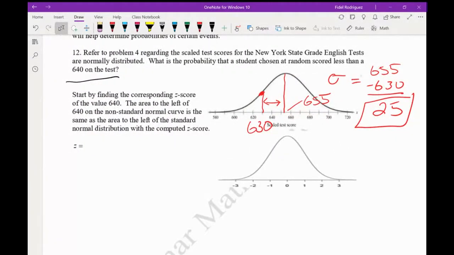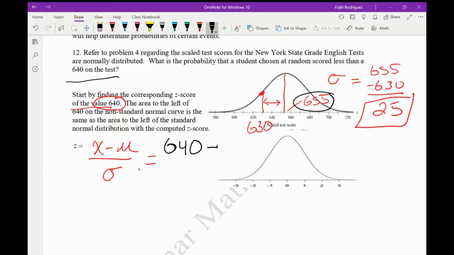What we're going to do now is start by finding the corresponding z-score of the value of 640. All I'm doing here is rewriting the formula for how to convert a value to a z-score. The x value that I'm concerned with right now is 640, so I'm going to put 640 right here, minus, remember what we said our mean was? Our mean was 655, all over my standard deviation, which ended up being 25.